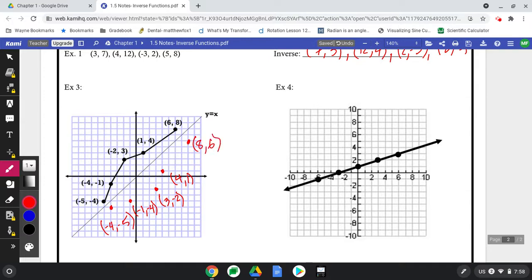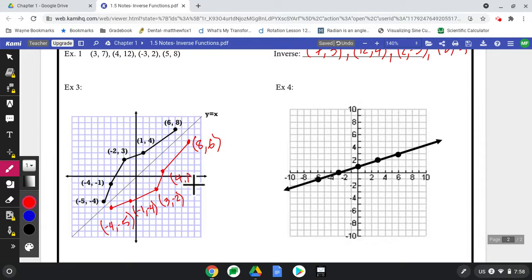And if I draw these lines in, hopefully you can see it is symmetric over this line y equals x. It would fold over that and match up. Okay.